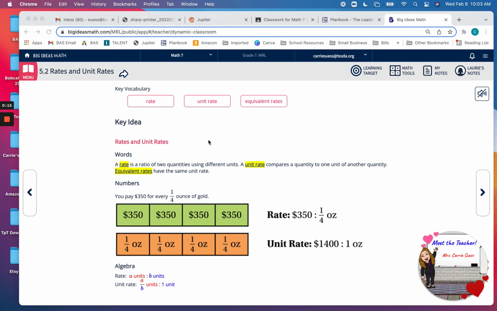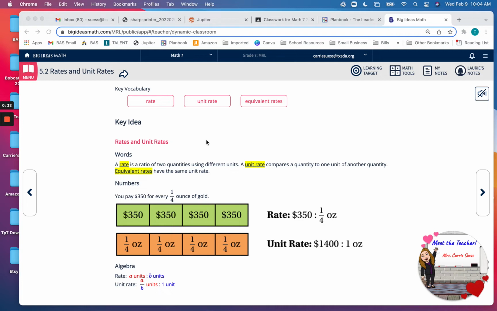Somebody tell me, what is a rate? Go ahead, Elliot. A ratio of two quantities using different units. Correct. So, ratio is the key word I want you to know. A rate is a ratio. What is a unit rate? Joel? A rate that compares a quantity to one unit of another quantity. Okay, and what is equivalent rates, Sam? Rates that have the same unit rate.